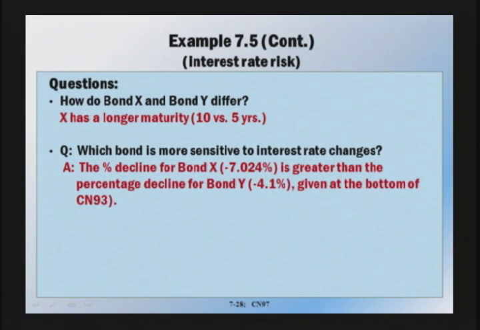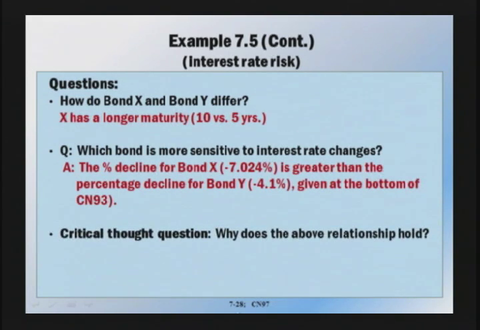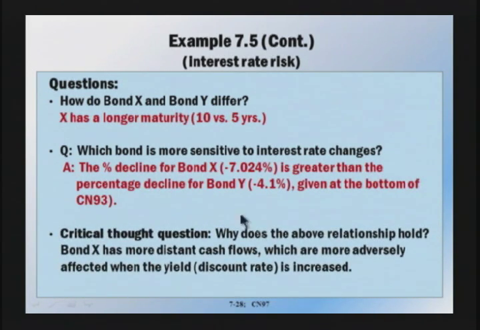Now again, the reason why the longer maturity bond suffers the greater percentage decline is because bond X, the 10-year bond, has more distant cash flows, more cash flows 6, 7, 8, 9, 10 years from now than does the shorter bond Y. So those more distant cash flows are more adversely affected when the yield is increased. So the longer maturity bond has more interest rate risk than an otherwise identical shorter maturity bond.